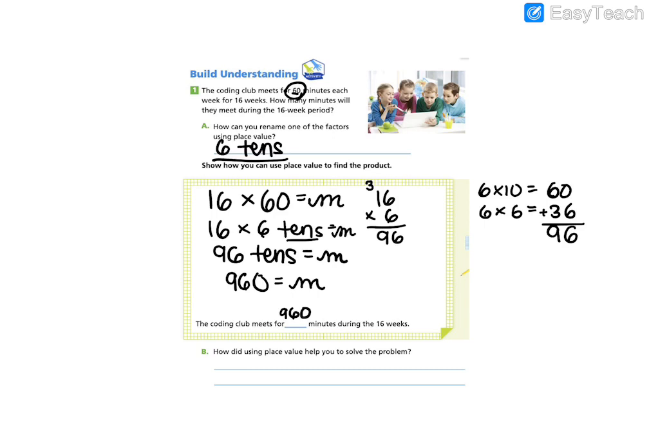Letter B asks us, how did we use place value to help us solve the problem? Our understanding of place value is what allowed us to rename 6 tens. Why did that matter? By renaming 60 as 6 tens, we could multiply by a one-digit number, which is something that we are able to do. So you can answer it with something like that. Our knowledge of place value allowed us to multiply by a simpler number. It allowed us to use multiplication skills we already know how to do.